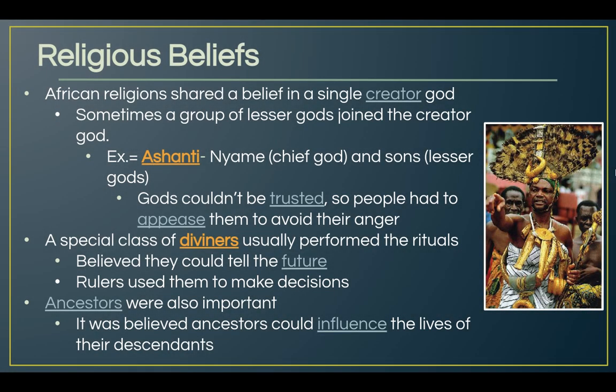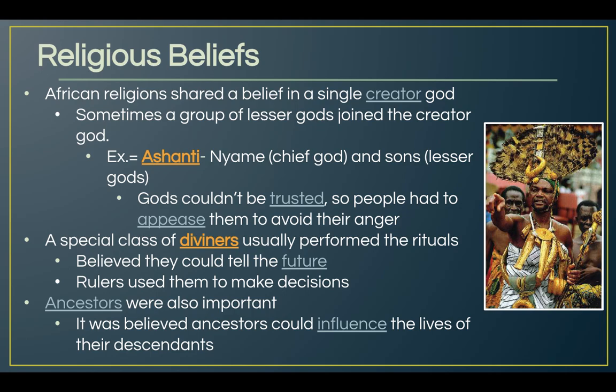African religions shared a belief in a single creator God. So they were mostly monotheistic, except they had lesser gods. So they weren't really monotheistic, I guess. They were still polytheistic, but they had one god that was really the big one. Sometimes a group of lesser gods would join the creator god. For example, with the Ashanti group, Nyame was the chief god, and then his sons were the lesser gods.